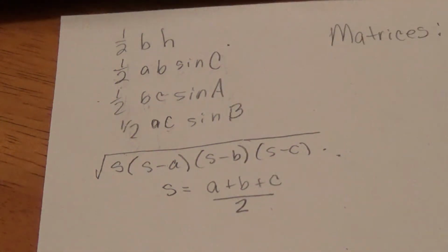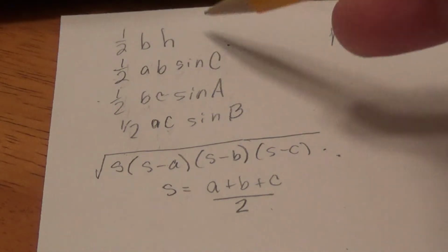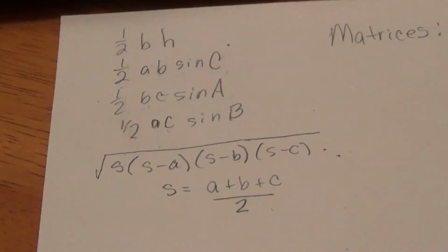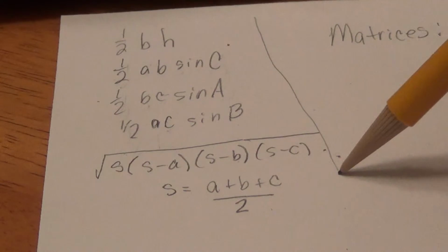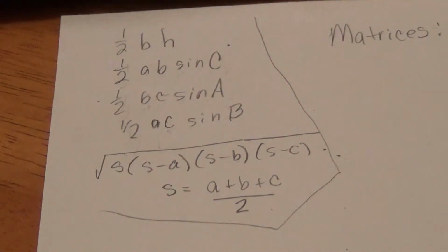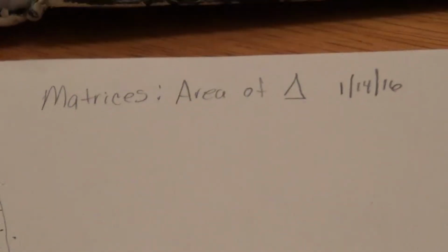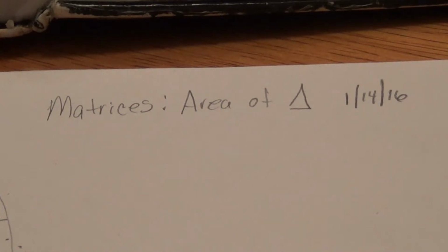All right. So this is not enough ways to find the area of a triangle. We need another way. So we're going to look at matrices today. And matrices will show us another way that is sometimes more convenient. And we're going to find the triangle area by knowing first its vertices.